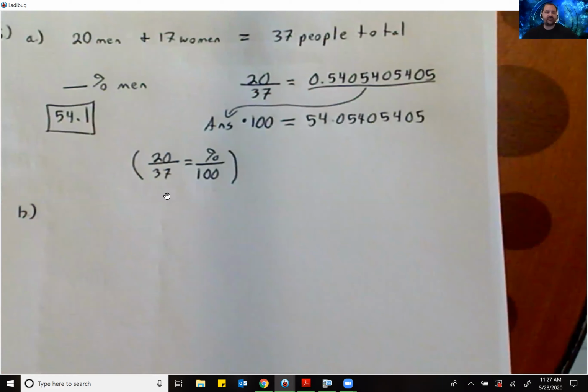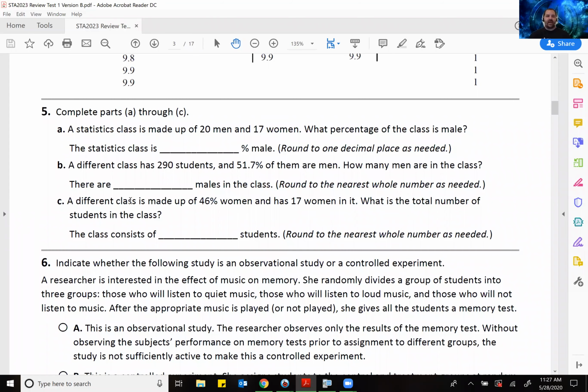All right, so the next one says, a different class has 290 students, and 51.7% of them are men. How many men are in the class? So we've got 290 students. I'm just writing this information down. And 51.7% are men. We want to know how many men are there? Okay, how do we do that?